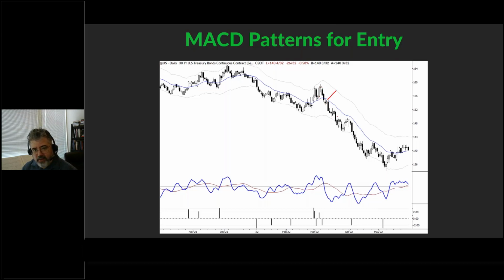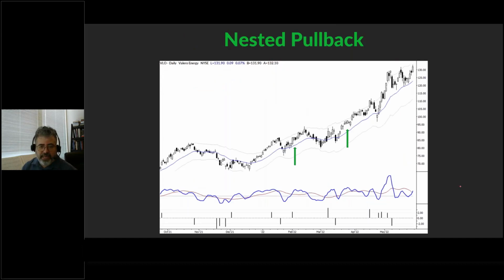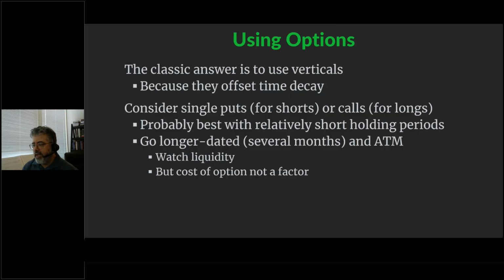By the way, nested pullback. That entry, that little inside bar there is a good short entry. Look here, inside bar, good short entry there. Nested pullback, well, we just did that, but there's some others listed here too that you can take a look at. So we talked about using options.